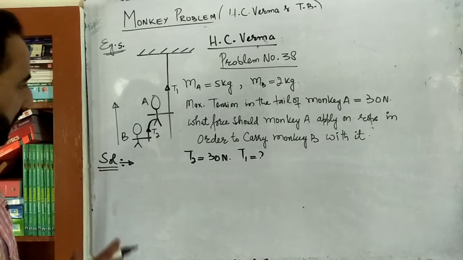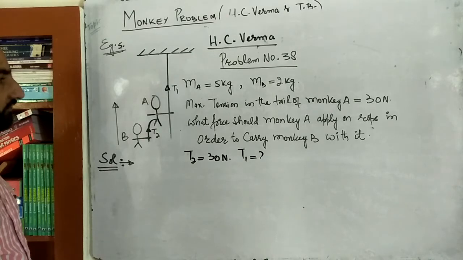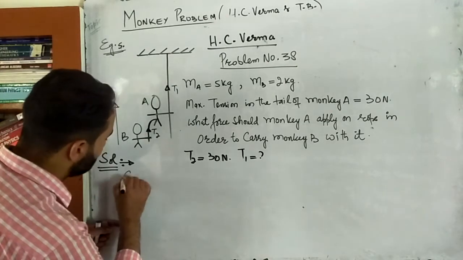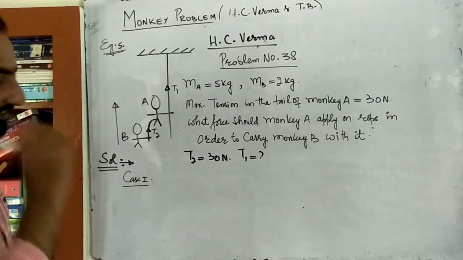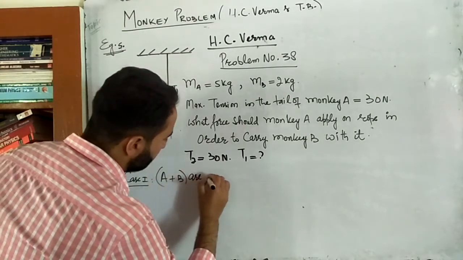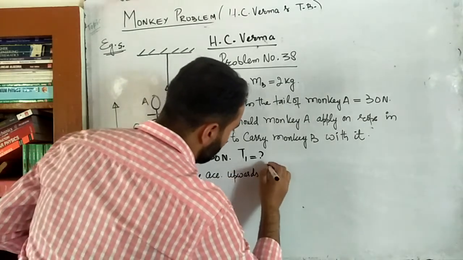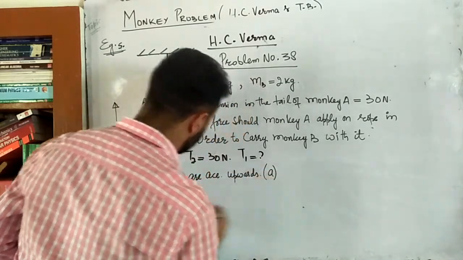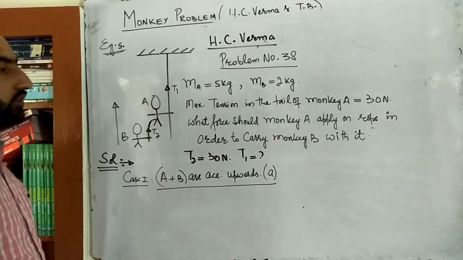ठीक है ना बेटा? Now there are different situations. So situation number 1 is this: for sure they are going in the upward direction. Case first is this: suppose monkey A and monkey B, A plus B, are accelerating upwards. So here I will write down A plus B are accelerating upwards. ठीक है ना बेटा? Let's try to calculate in this situation. Suppose both the monkeys are accelerating upwards with an acceleration of A. In that situation, we will try to calculate the tension T1. So tension T1 will obviously be equal to M1.